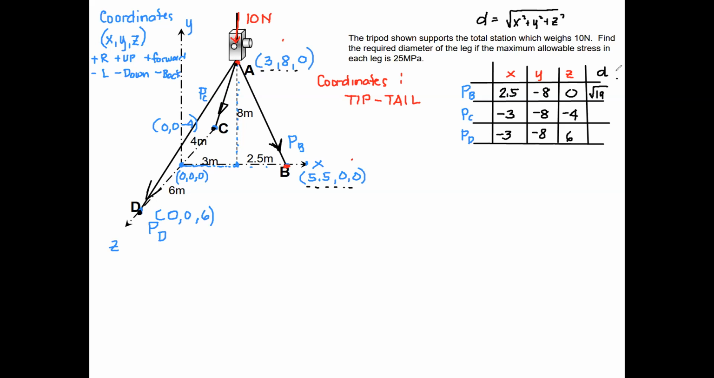So 81 over 4 pala for 70.25. We will use that. Susunod, square root of 71 po. 70.25. And susunod, square root of 71 po. 71, kasi 9 plus 64 plus 16.